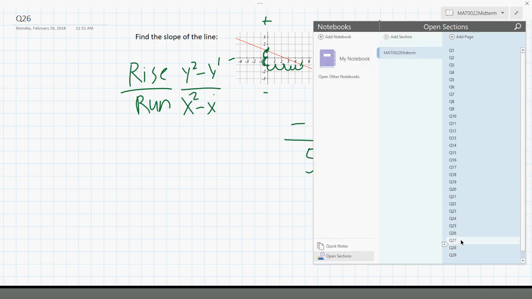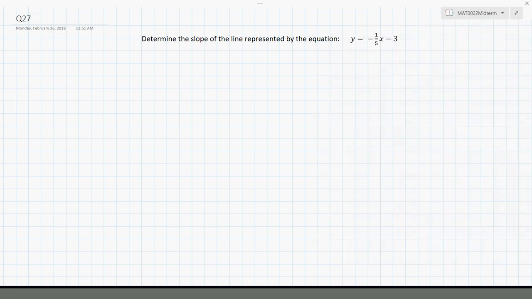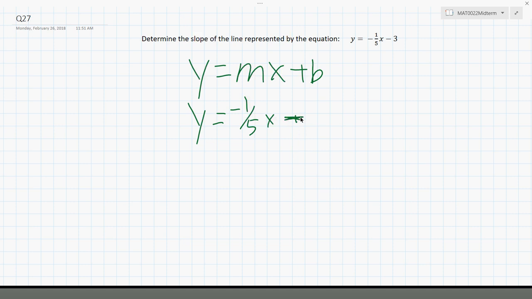Alright, so let's keep going because we've only got 4 more questions, and then we've got about a half hour for Q&A sessions. Determine the slope of a line represented by the equation. What was slope? Does anybody remember what variable we said slope was? M, right? So if I did y equals mx plus b, and then I wrote y equals -1/5 x minus 3, the slope is -1 over 5.